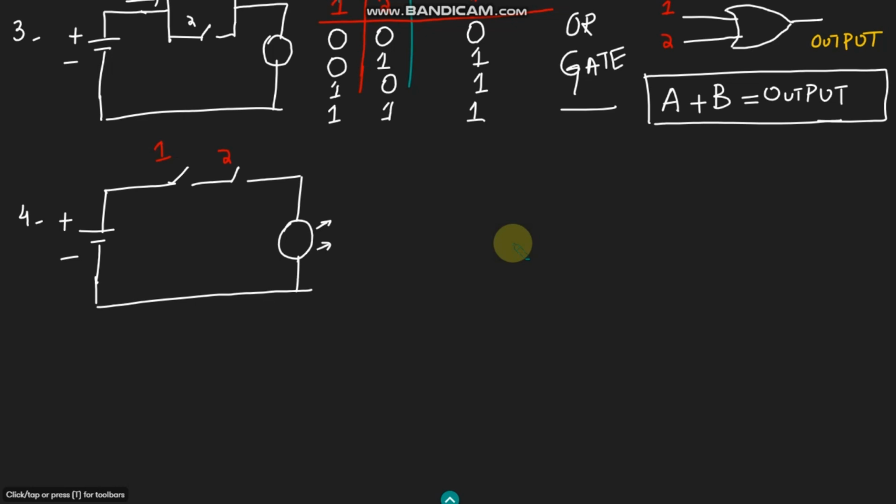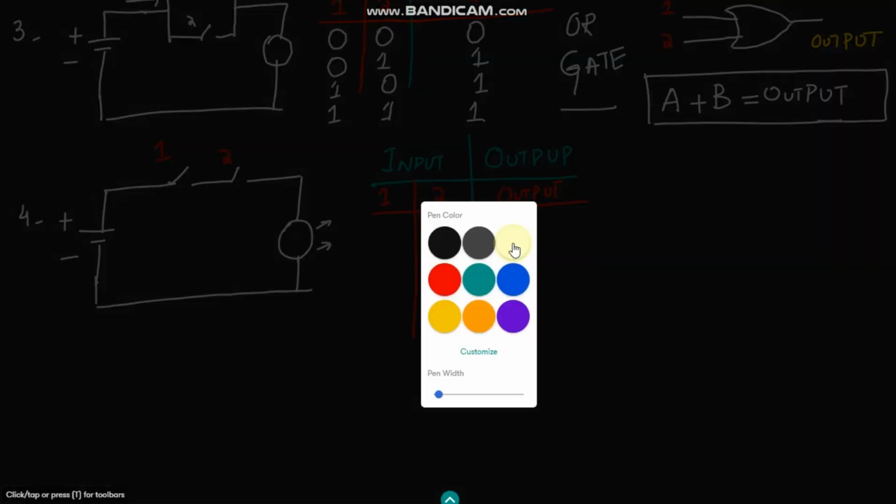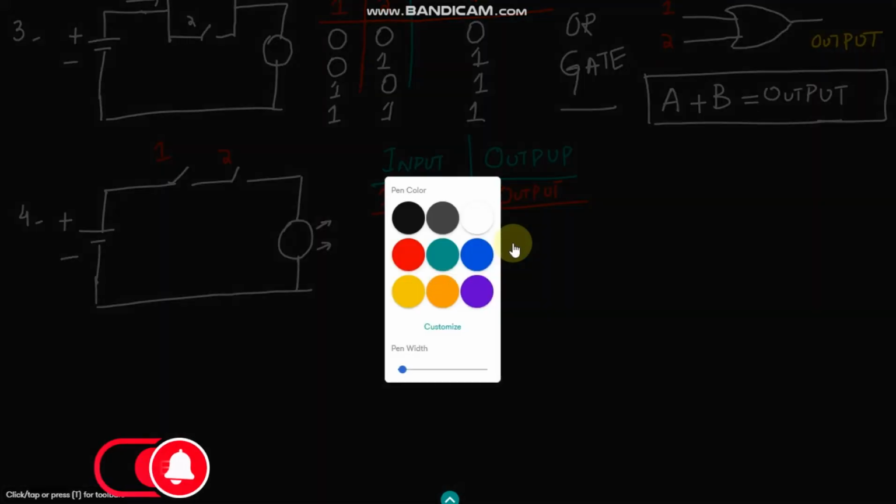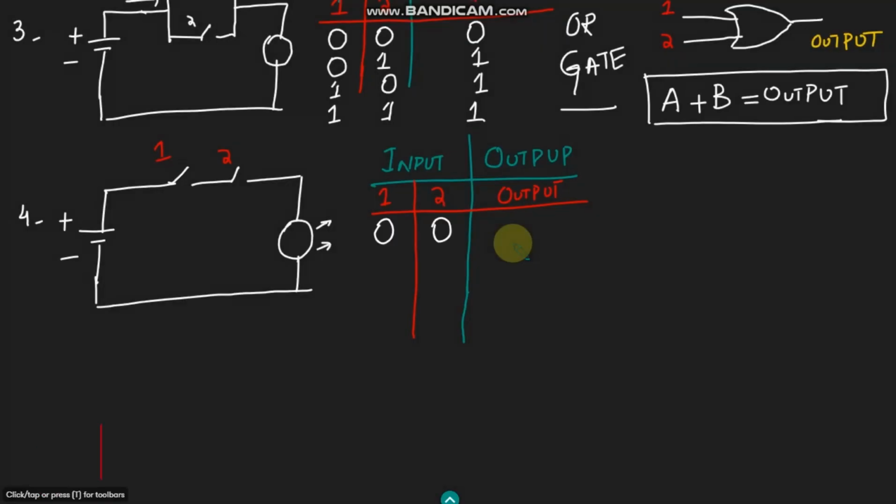In order to see it by using the truth table, what I have to do, these are the inputs, this is the output. So now in order to represent the inputs, we have again two inputs. This is 1, this is 2, and the output here is just like it is. So now what will happen if the two switches are open? There will be no current which can flow through this light bulb, and it will not glow, therefore it will be 0 or turned off as well.